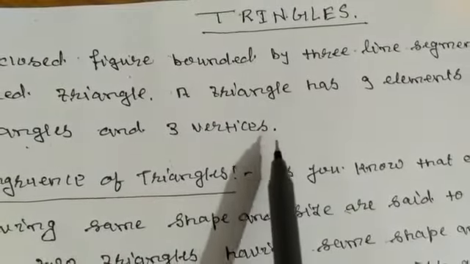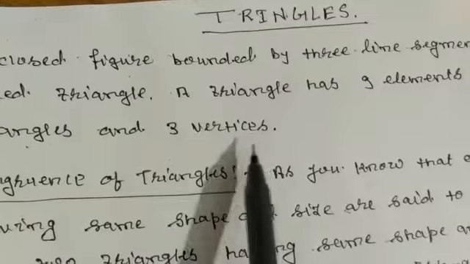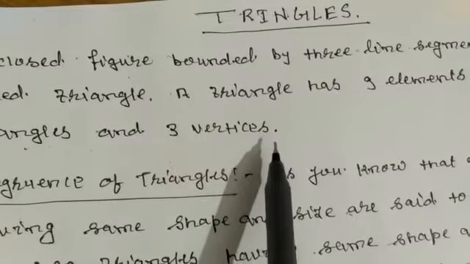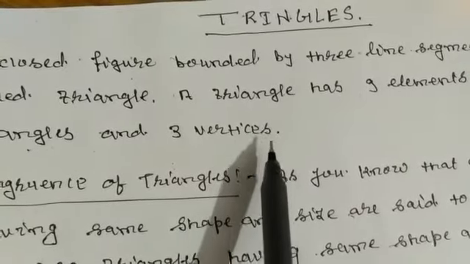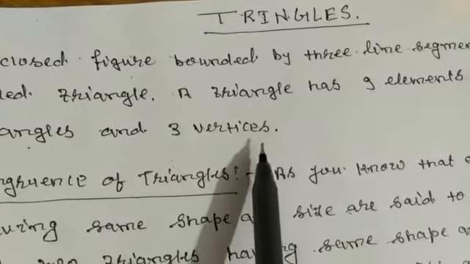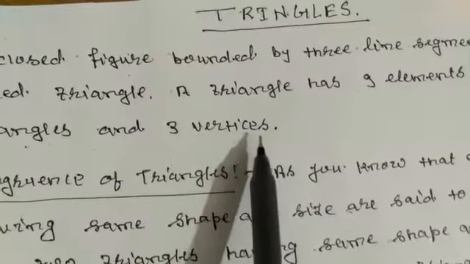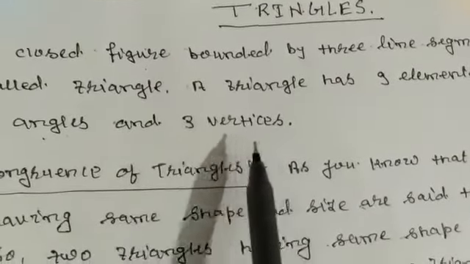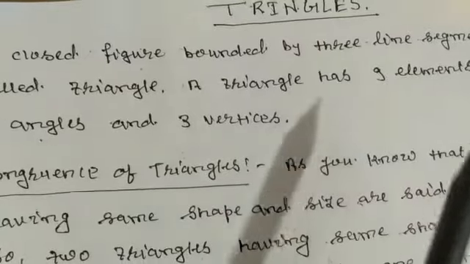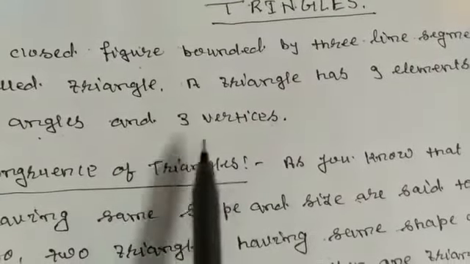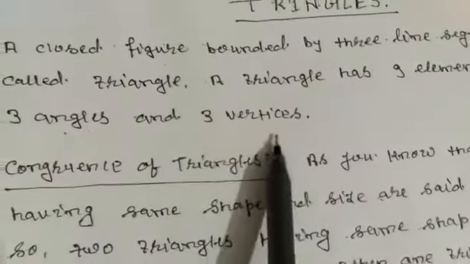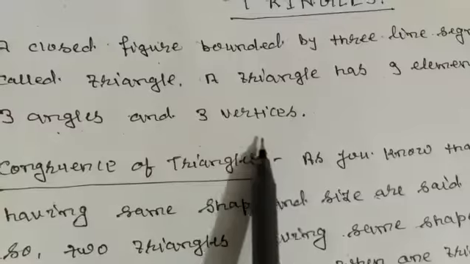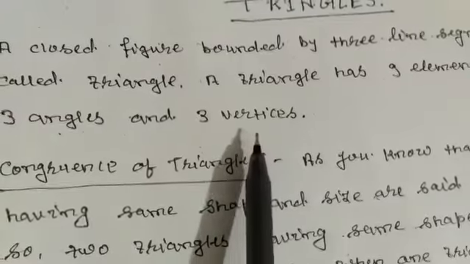Vertices are the points where two line segments meet each other. That point is called a vertex, and vertices is the plural of vertex.